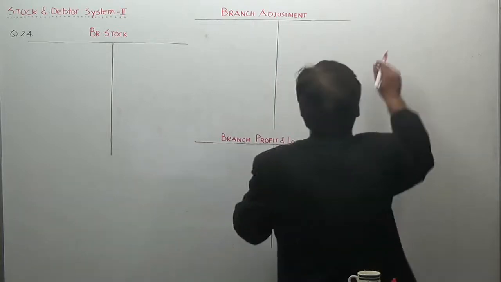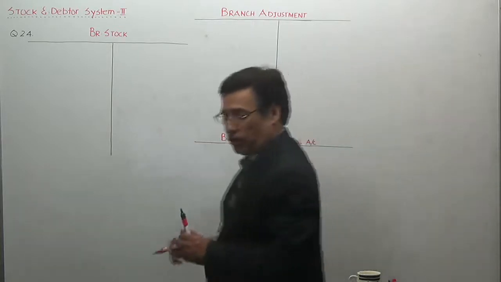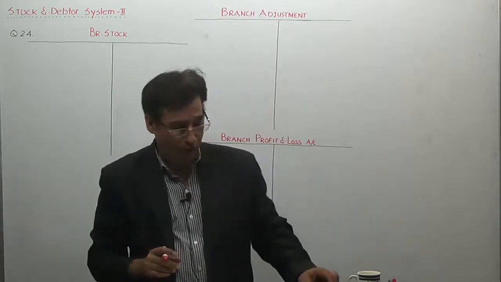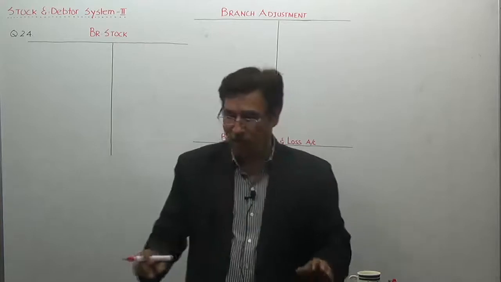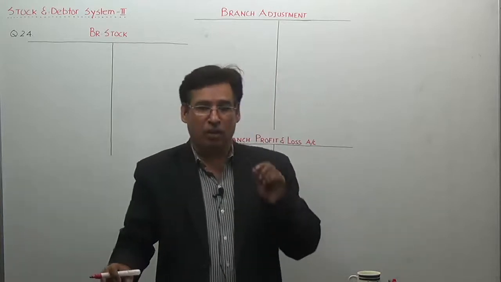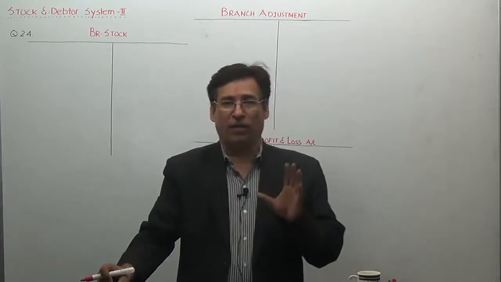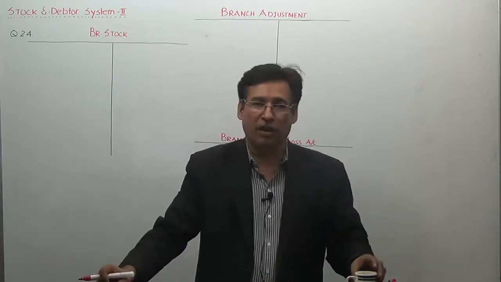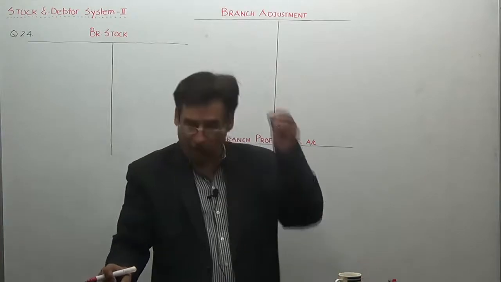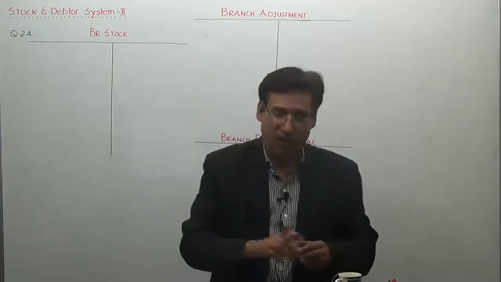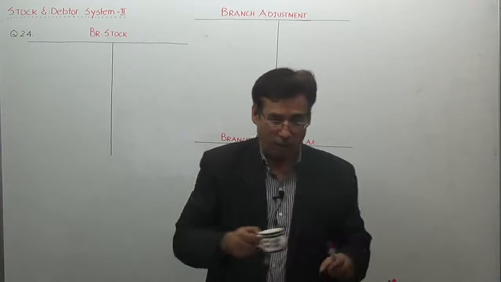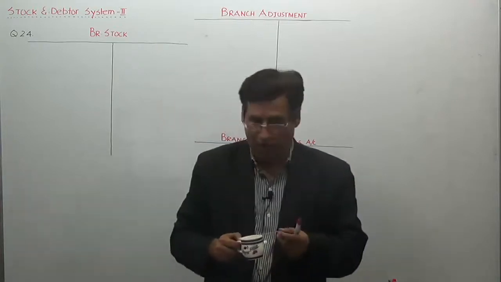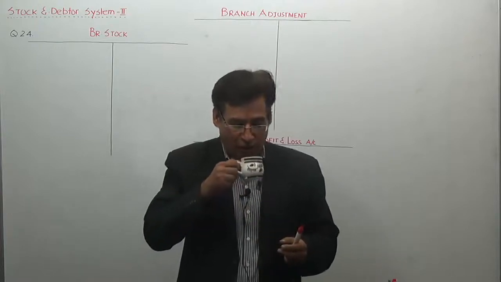Then we shall prepare the branch debtors account, but in this question we need not prepare the branch debtors account. Why? Because if opening and closing debtors are not given in the question, as I mentioned when we were taking the sessions related to the debtors system, it means all the transactions are in cash. There is no point in preparing the branch debtors account. Is it clear to you?